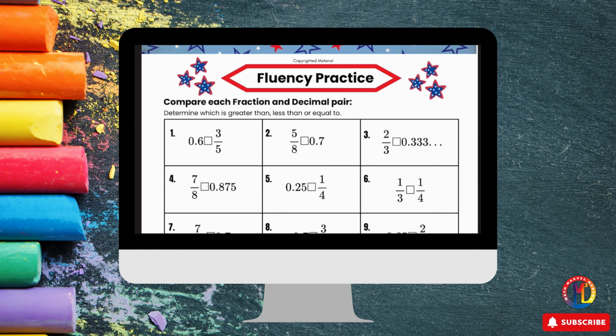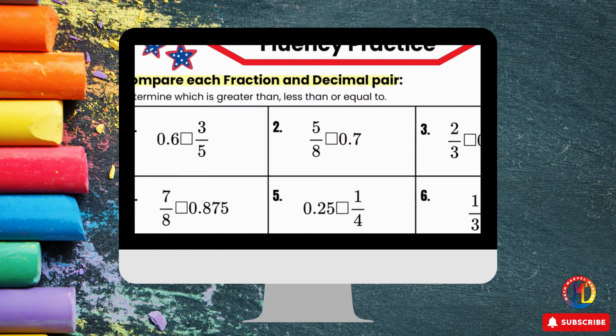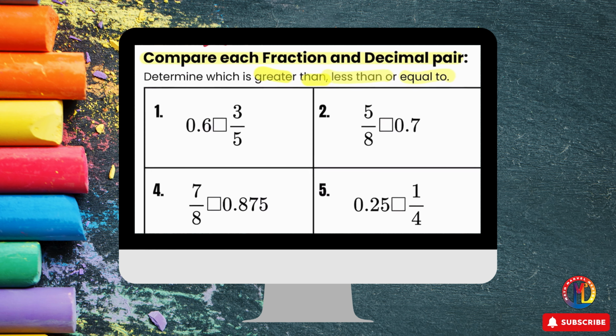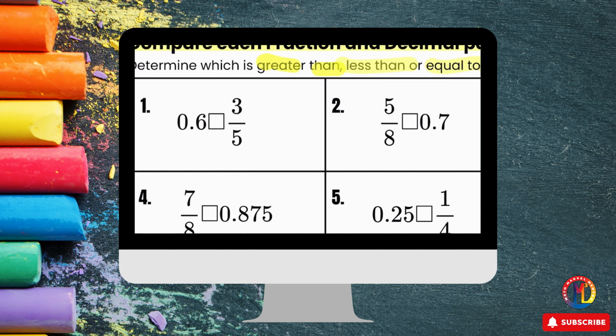Now we are going to be comparing fractions and decimals, and we're going to determine which value is greater than, less than, or equal to. Okay, and we're starting with number 1 here, 6/10 versus 3/5. So since we are practicing converting fractions into decimals, that's what we're going to do for all of these problems. Since I'm comparing a decimal to a fraction, it's easier to either compare a fraction to a fraction or a decimal to a decimal. So we're going to convert 3/5 to a decimal.